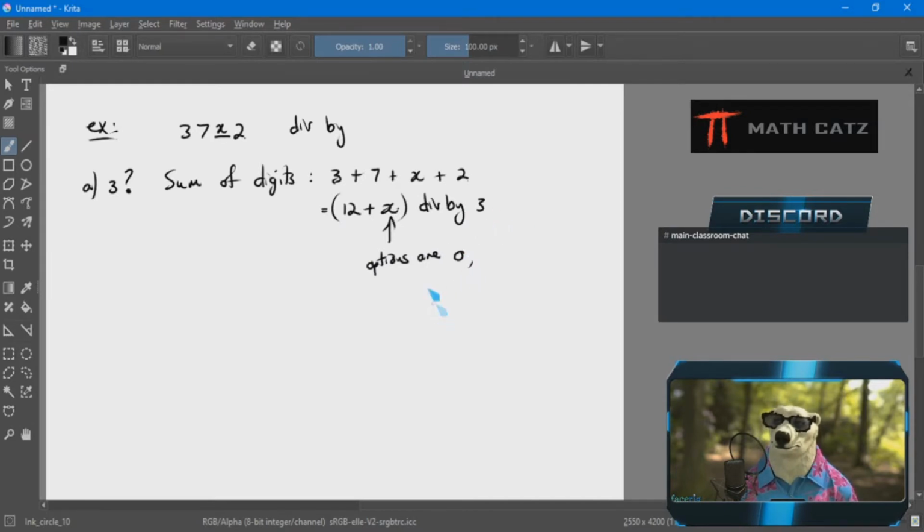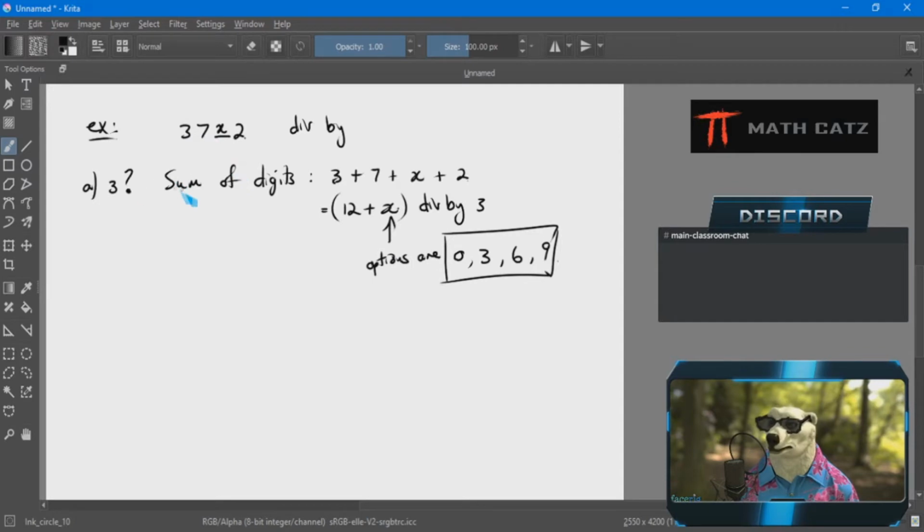0, because then 12 is divisible by 3. Or 3, getting me to 15, which would be divisible by 3, which would make the original number divisible by 3. Or a 6, getting me to 18, which is divisible by 3. Or a 9, getting me to 21, which is divisible by 3. So I actually have a bunch of options for the digit that could be in that place.